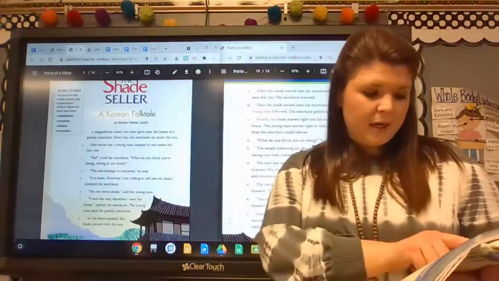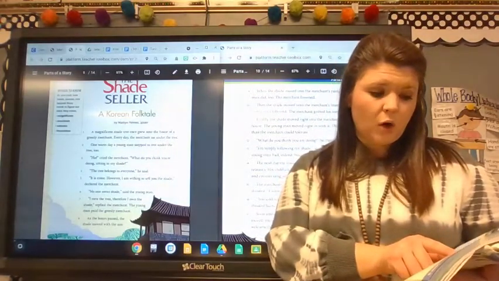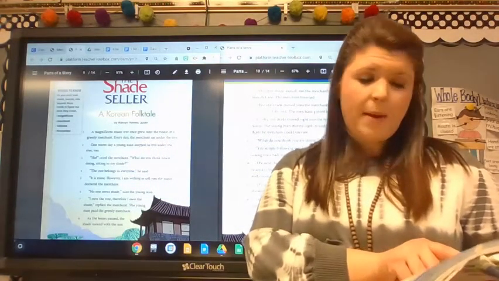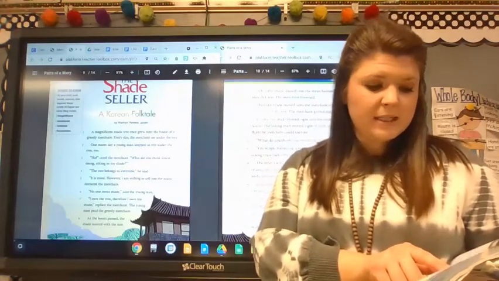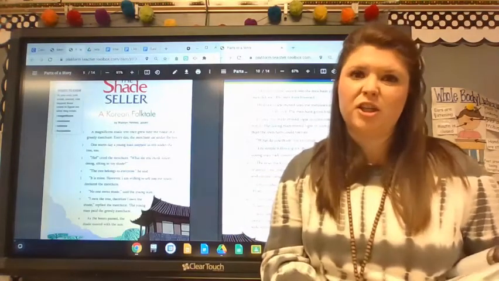Paragraph number 17. Soon after that, the merchant moved far away. The young man moved into the magnificent house, and to this day, travelers are welcome to share the shade.